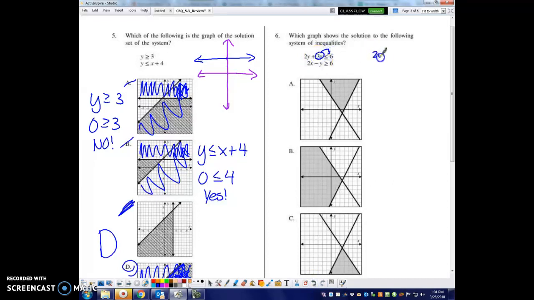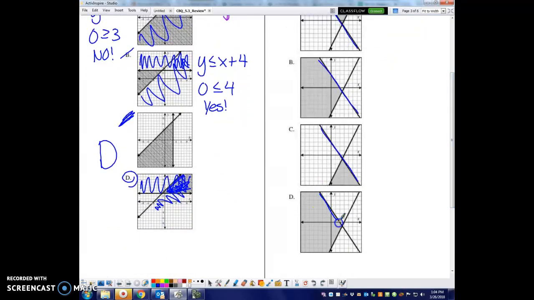So we have 2y less than or equal to negative 3x plus 6. Then we divide by that 2. So y is less than or equal to negative 3 over 2 x plus 3. So we need to find the one that's plus 3. That's this line here. Okay. So now the next one.